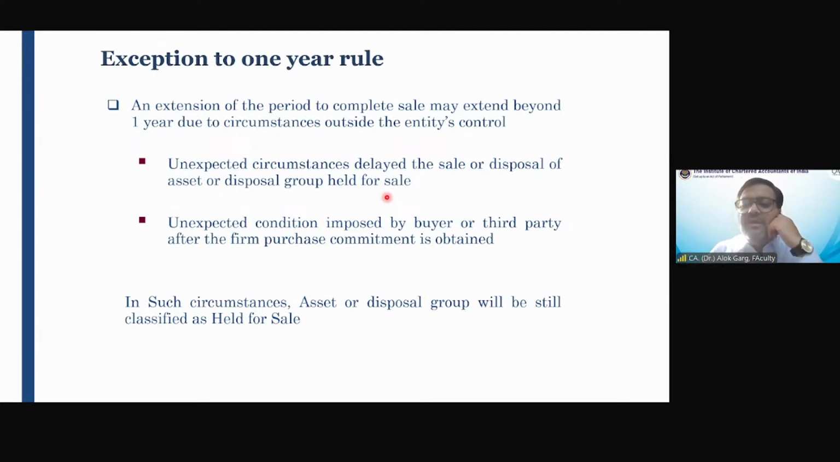For example, natural calamities, right? The entity was very sure that it would be able to sell the asset, but in between COVID came. And due to COVID, there was a national lockdown, right? There was a national lockdown due to COVID.